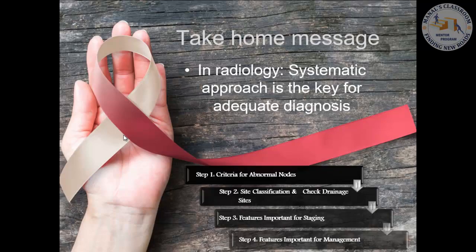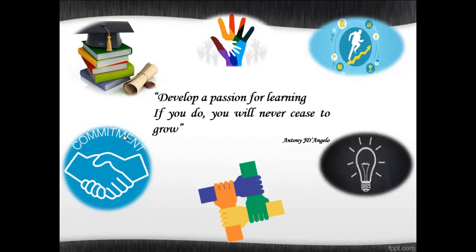So finally, the take-home message, which I care about, is that in radiology, a systematic approach is the key for adequate diagnosis. Usually, we have all fallacies and we can make a wrong diagnosis. I usually think that we can limit this by making a mind map about each topic we are dealing with and taking proper history whenever it is possible, because this will lead you in the direction of proper diagnosis. So again, for the systematic approach, we assess the criteria of abnormal lymph node. We know about the leveling, the drainage sites, then what's important for staging or what makes the difference, and features important for the management. And let me thank you for this.